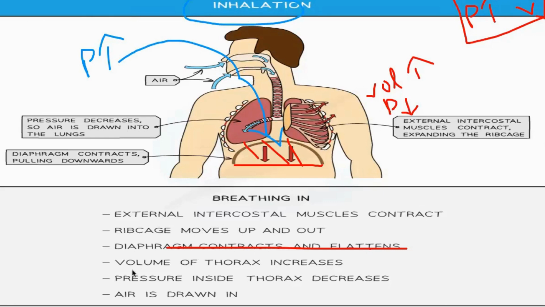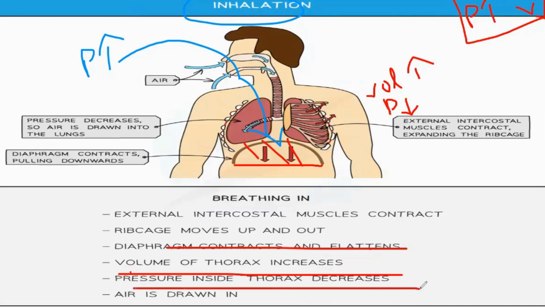So if you look at this, firstly the diaphragm contracts and flattens in this manner. That's why the volume of the chest cavity increases, as you see over here. It says volume of thorax increases, and when volume increases, the pressure has to decrease because of the inversely proportional relation. So the pressure decreases, and that's why air is drawn in. So these are the 4 points that you need to know. Only 2 additional points that you need to know are the ribcage point and the muscle contraction point.